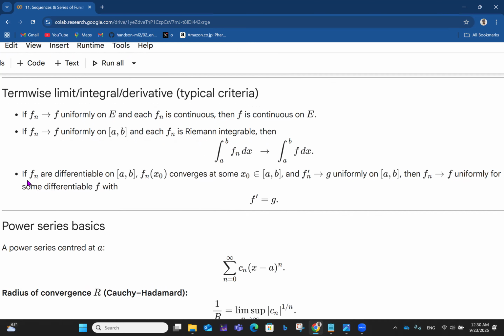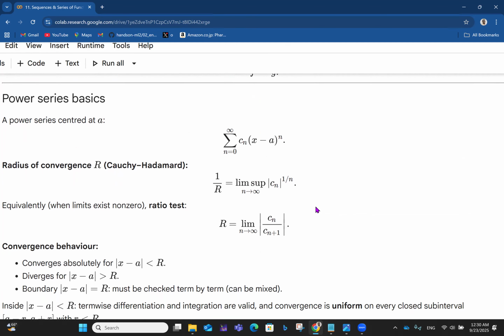Now if the fn are differentiable on the closed interval [a, b], and fn of x naught converges at some x naught belonging to [a, b], and fn prime approaches g uniformly on [a, b], then fn approaches f uniformly for some differentiable f with f prime equals g. And then that takes us to the idea of power series.